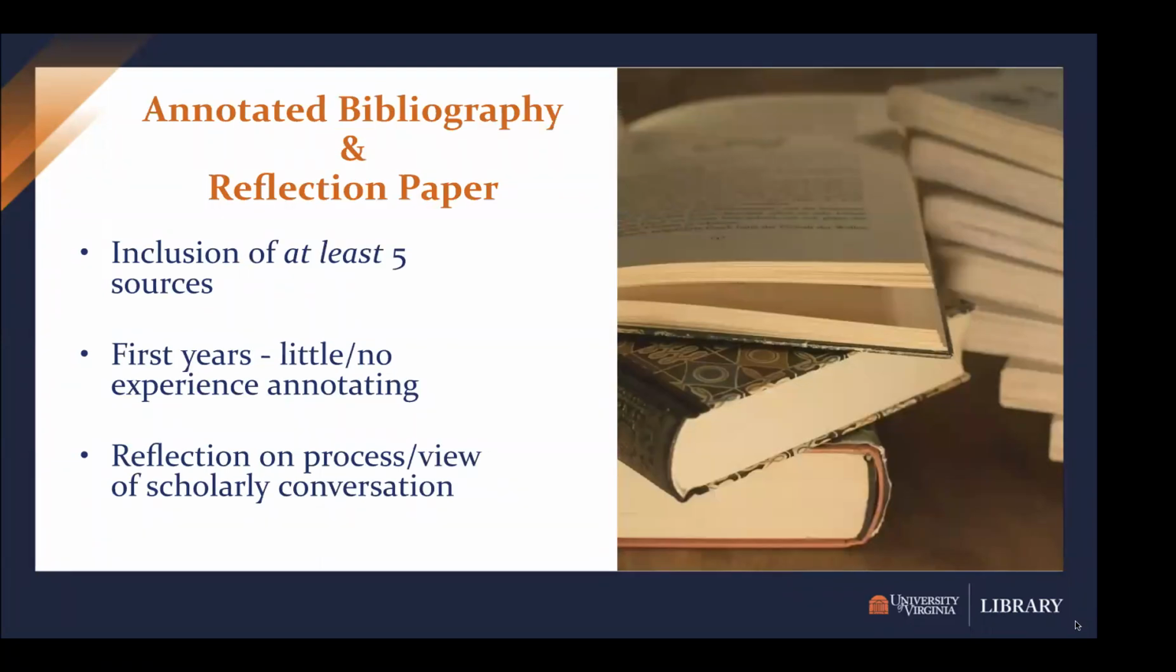The final project required a bibliography with at least 5 sources that were used or evaluated for use in the Wikipedia process. We provided students with background instruction on how to construct an annotated bibliography, and we also asked students to write a 1-page reflection describing what they learned during the research process and how their perception of the scholarly conversation had changed.